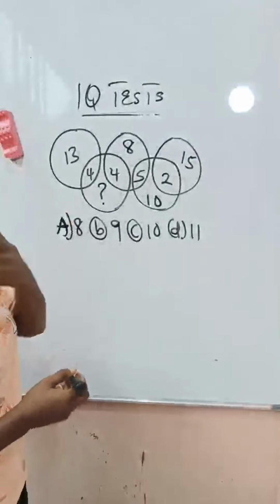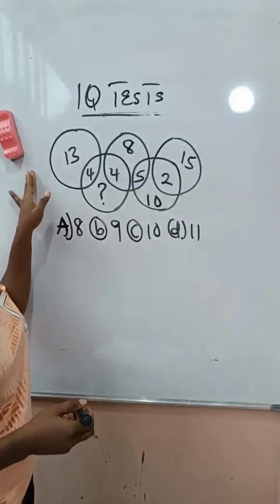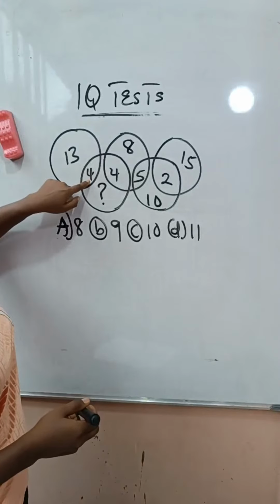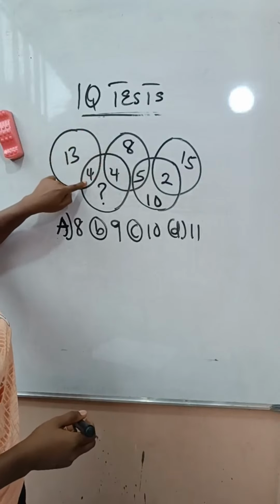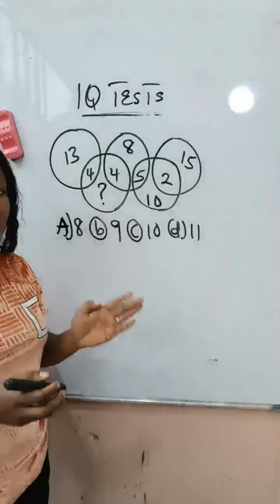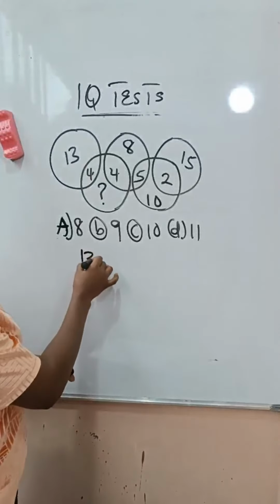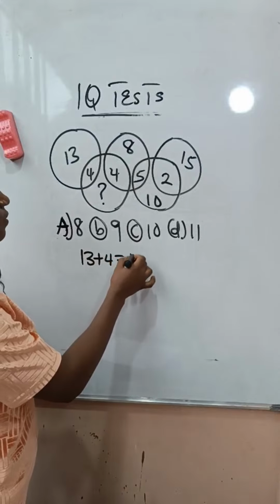All right. Now, when you look at these circles, you are going to notice that inside the first circle we have 13 and 4. And 13 plus 4 is 17.